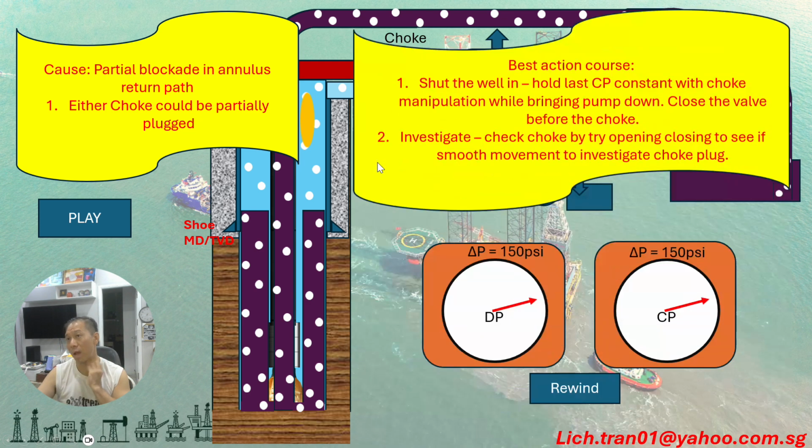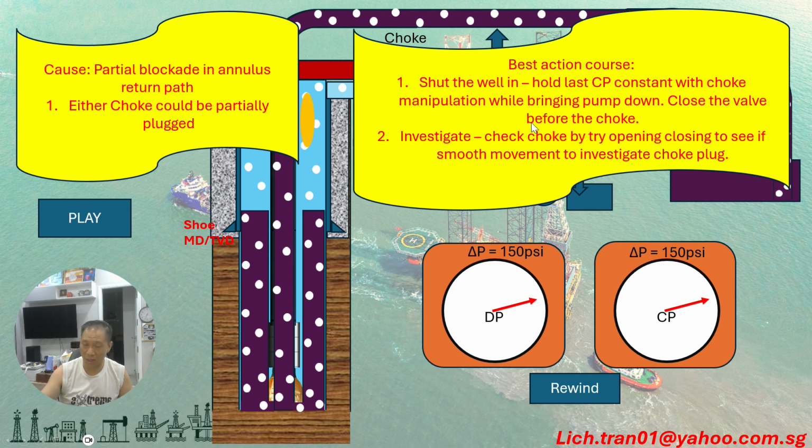And how do we handle it? The best approach is we shut the well in. That's the best way, okay? You don't know what it is, you need time to investigate it. Shut the well in, then you are safe, all right? You hold the last casing pressure gauge constant, all right? Because now the choke is plugged. You don't care anymore then, right? Whatever manipulation of the choke you do, it is plugged, all right? Means it's holding. So you just shut the pump down slowly then, all right? And then you close the valve in front of that choke. You investigate that choke, okay?